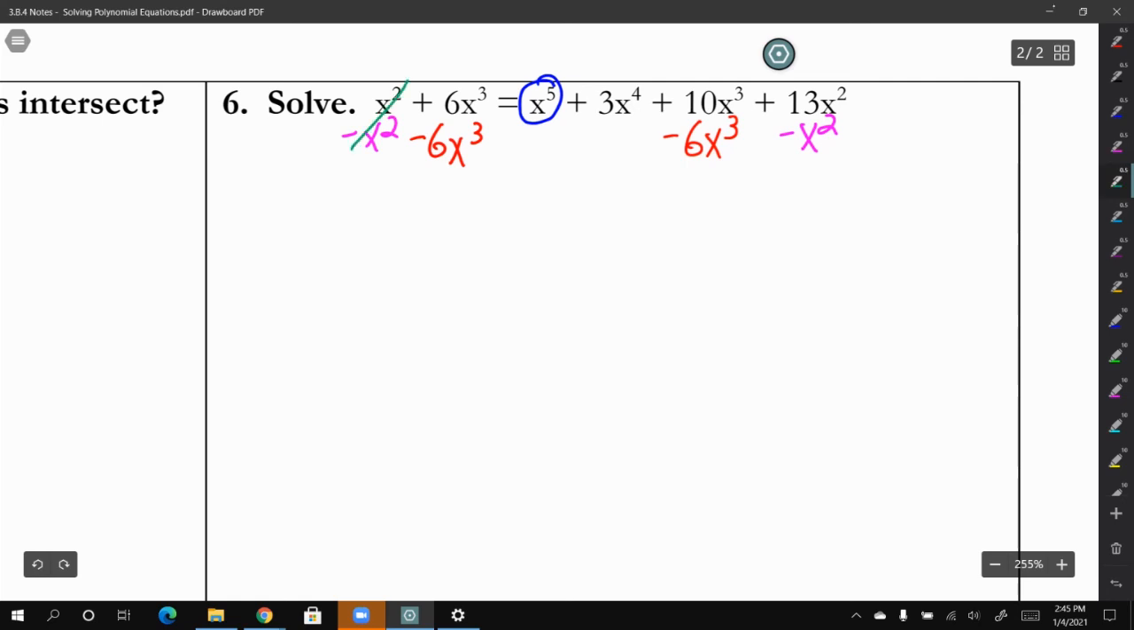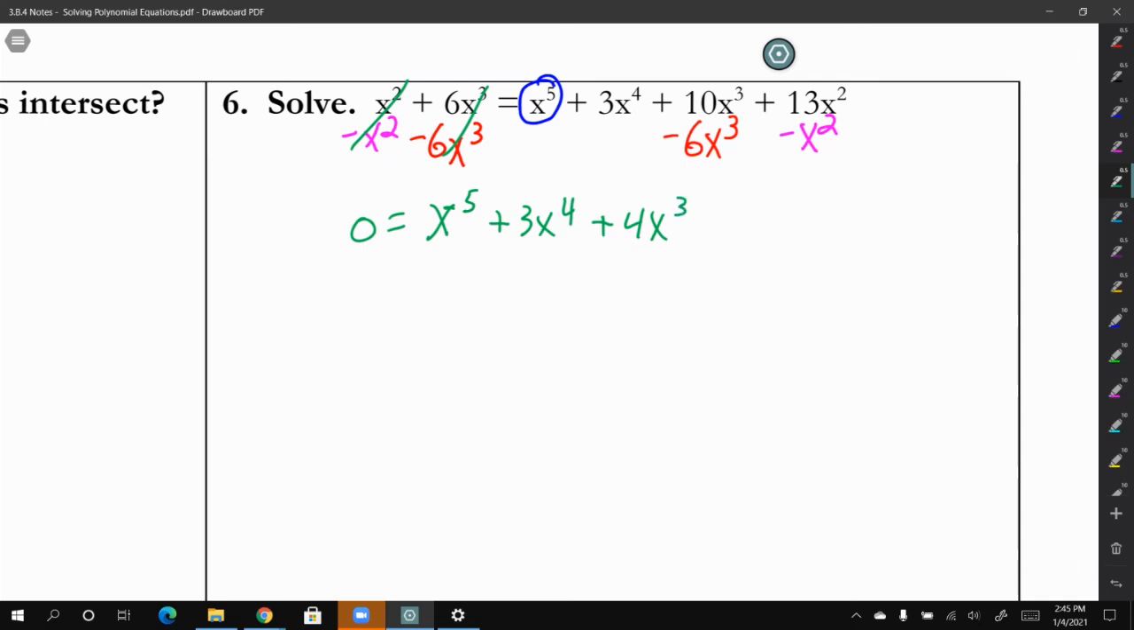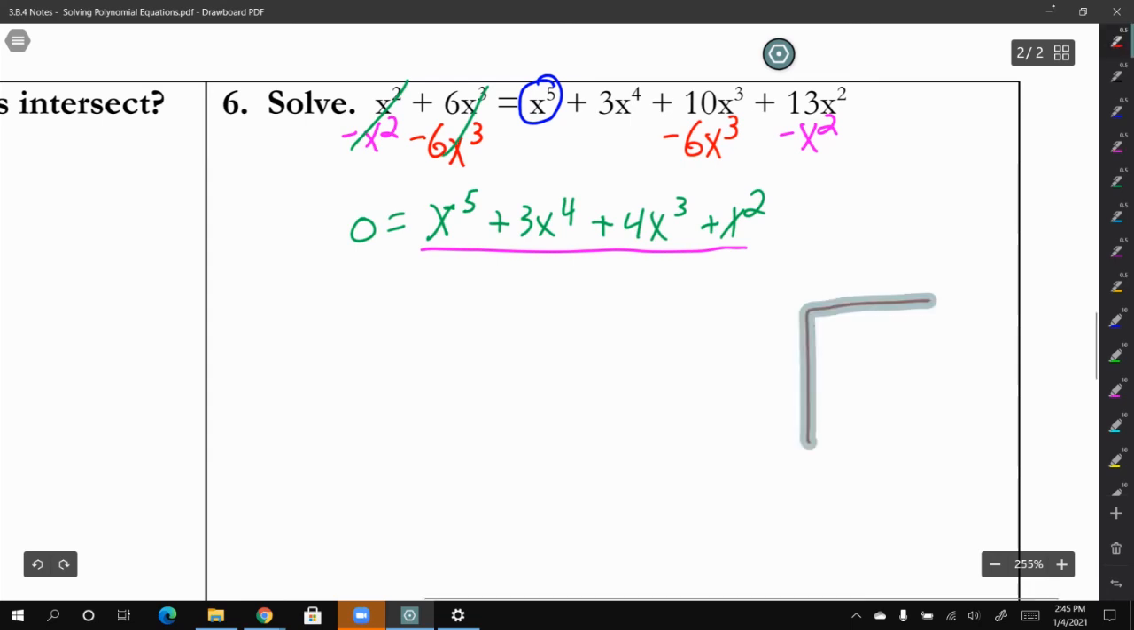So on the left side, these go away. So 0 is equal to x to the fifth plus 3x to the fourth. 10x to the third minus 6x to the third is 4x to the third. And 13x squared minus x squared is positive 1x squared. So now what I will do is look at this here and factor that. We can factor out a GCF of x squared.